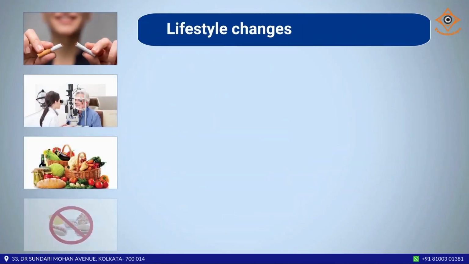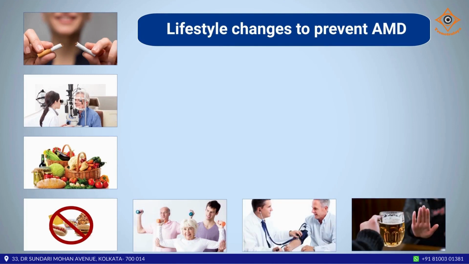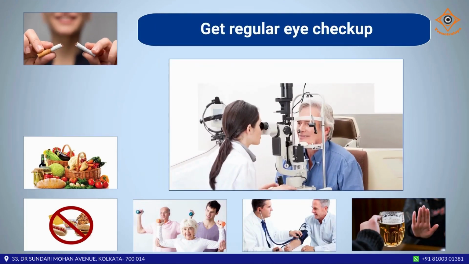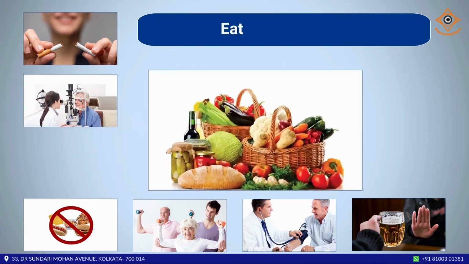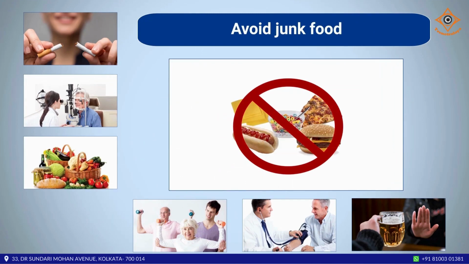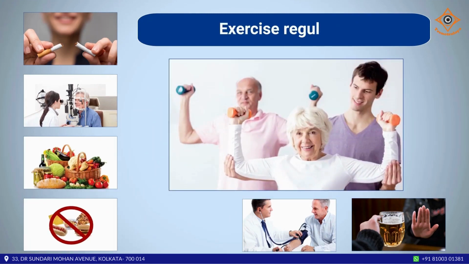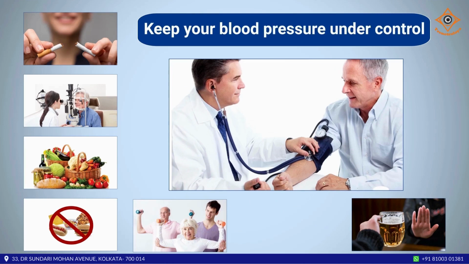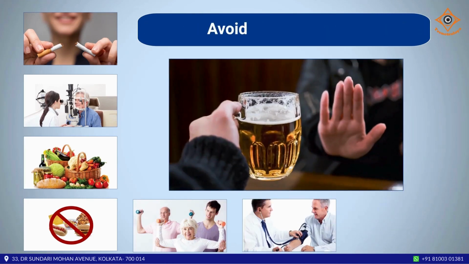Lifestyle changes to prevent age-related macular degeneration include: avoid smoking, regular eye checkup, eat nutritious food, and avoid junk foods, exercise regularly, keep your blood pressure under control, avoid drinking alcohol.